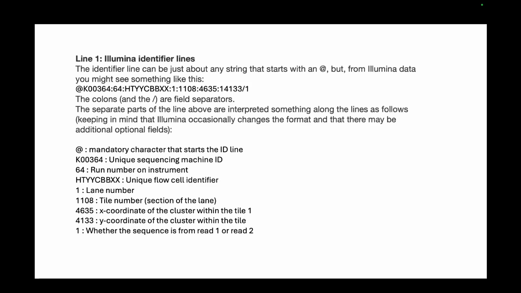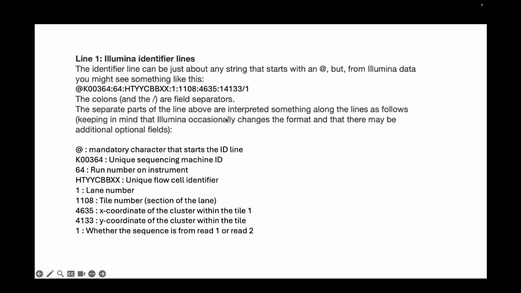So as I was saying, the identifier line can be just about any string that starts with an at the rate sign. But from Illumina data, you might see something like this. Basically, you have an identifier, then you put a colon, then another identifier, then a colon. Depending upon what information you want to put in the first line, you can put it. These are all IDs. The colons are basically field separators, delimiters.